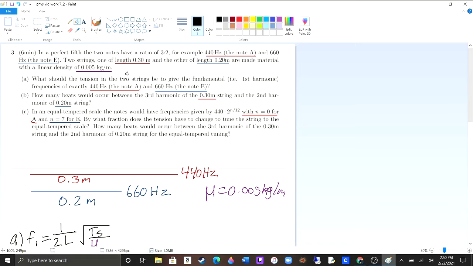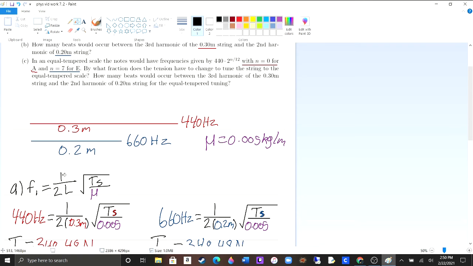So what should the tension in the two strings be to give the fundamental frequencies of exactly 440 and 660 hertz? Down here I drew both strings. This one is 0.3 meters, and when it vibrates it produces a frequency of 440. And for the 0.2 meter one, it does 660 hertz. And for both, the linear density is 0.005 kilograms per meter.